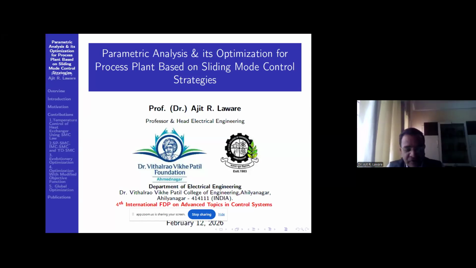So, first and foremost, good afternoon to respected coordinators, Professor Dr. Ravindra Munje sir and Professor Marin John ma'am, and my dear participants. It's a great pleasure and honor to be here as a part of the 4th International Faculty Development Program on advanced topics in control system. I sincerely thank the organizing institute for giving me this opportunity to share my work with you.